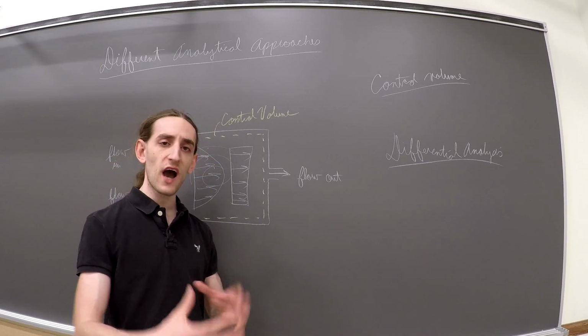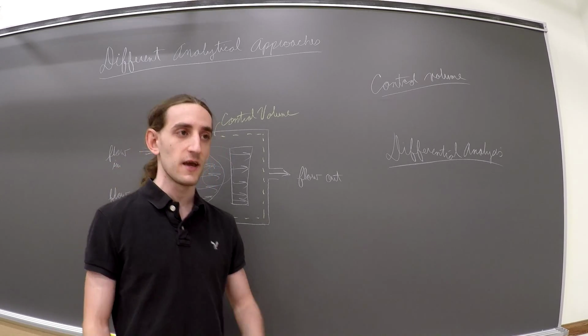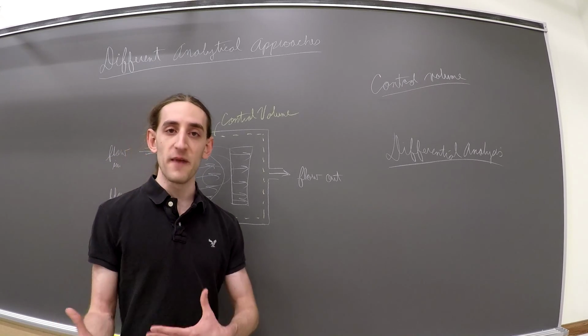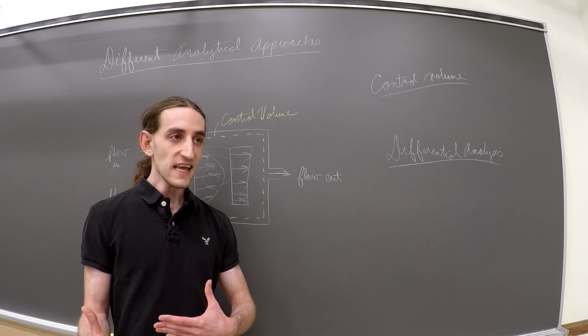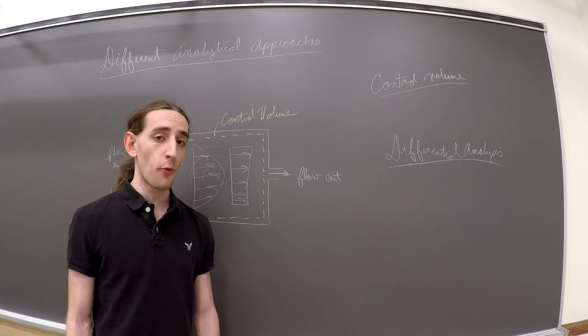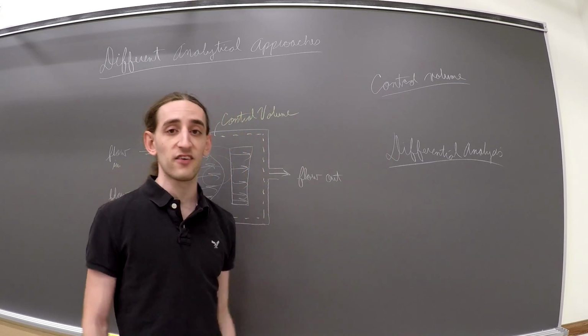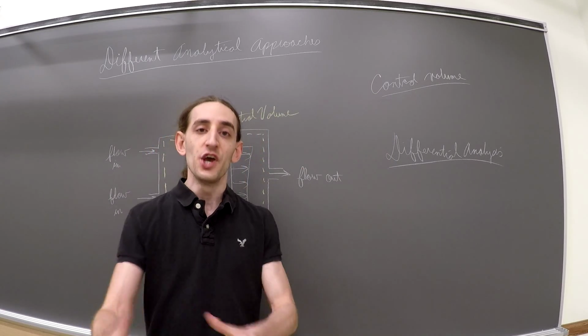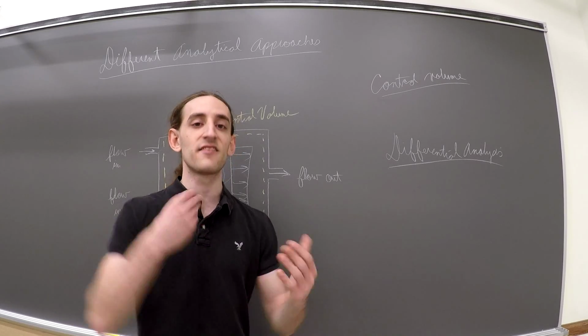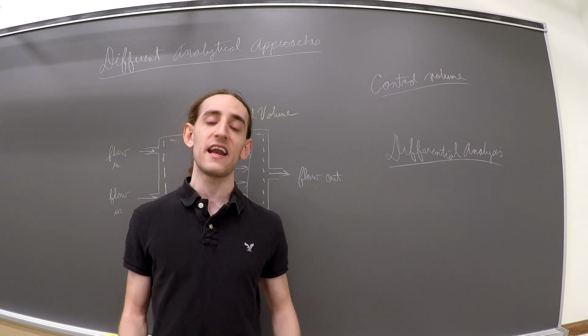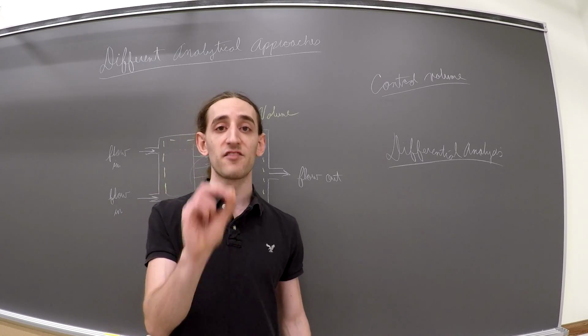So depending upon what kind of analytical approach you take, you're going to get a different number or a different set of information from that analysis, and you want to make sure you pick the appropriate analysis, either a control volume analysis or a differential analysis, such that the information you get from your analysis is tailored to what you're trying to determine and also allows you to get to that information as efficiently as possible.